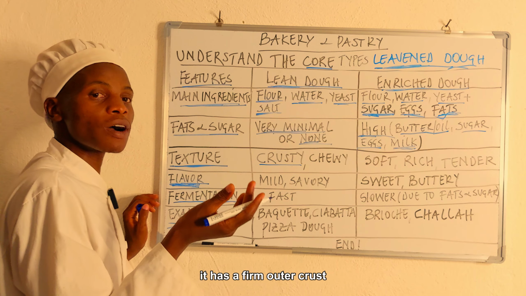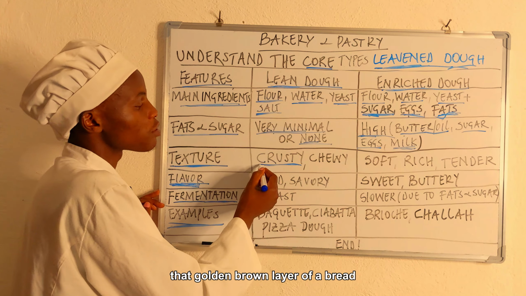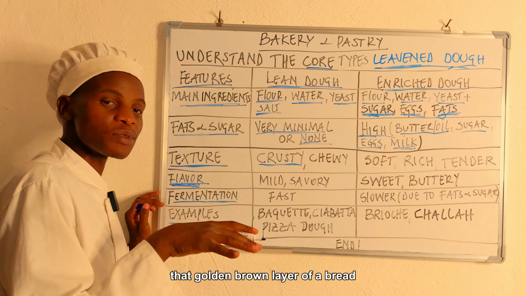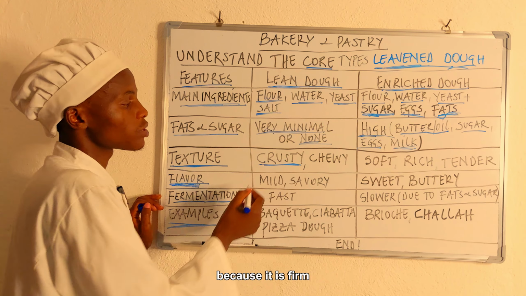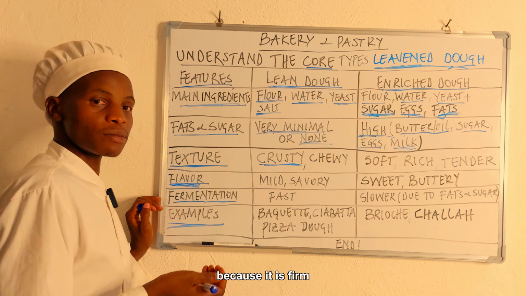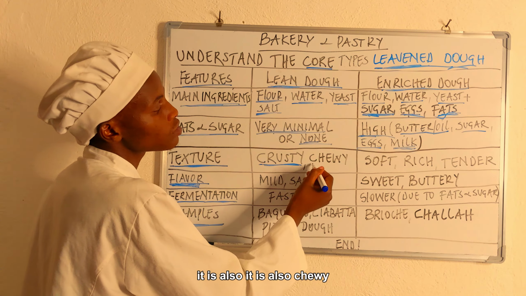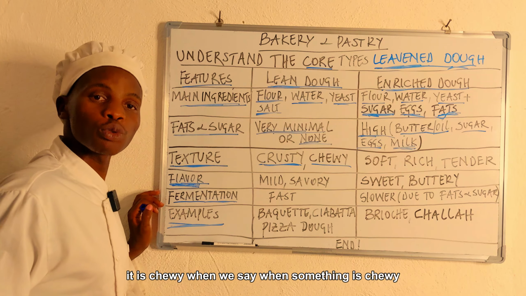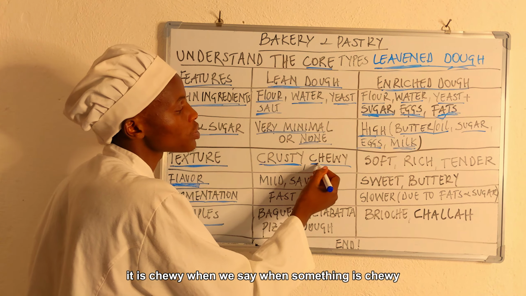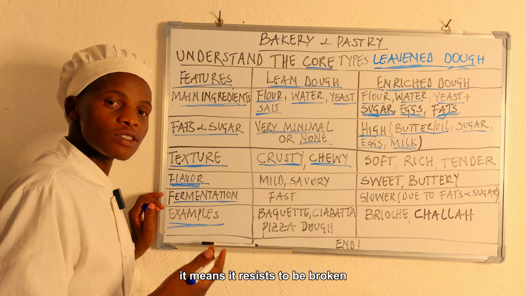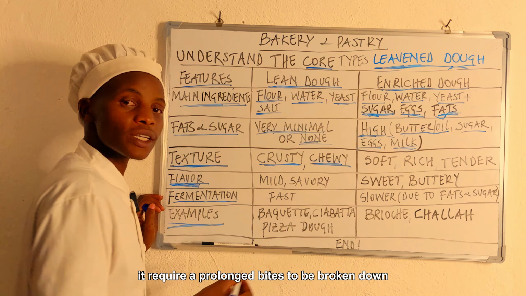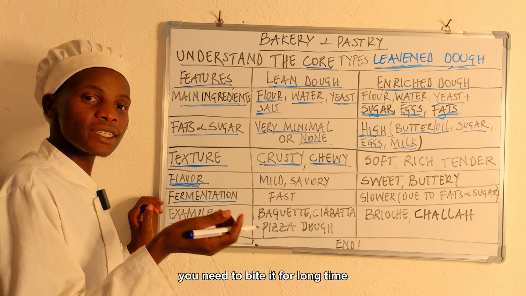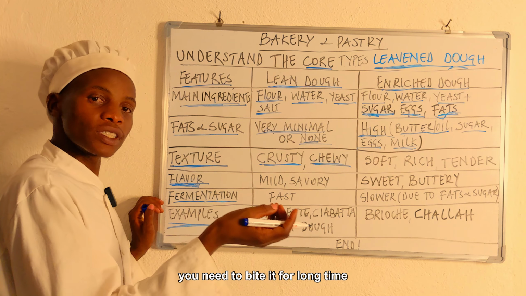It has a firm outer crust, that golden brown layer of a bread that uses a real dough. It is very crusty because it is firm. It is also chewy. When something is chewy, it means it resists being broken. It requires a prolonged bite to be broken down. You need to bite it for a long time.